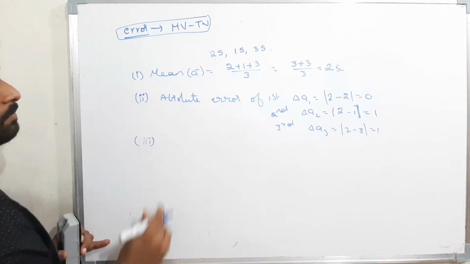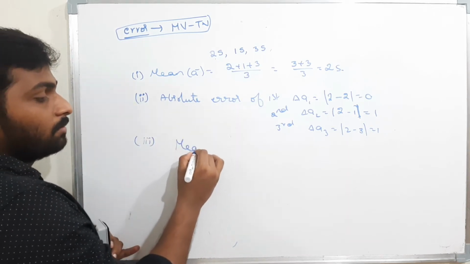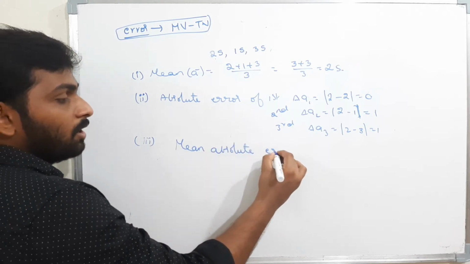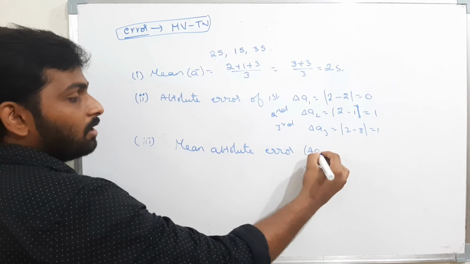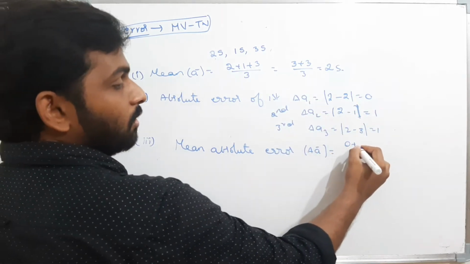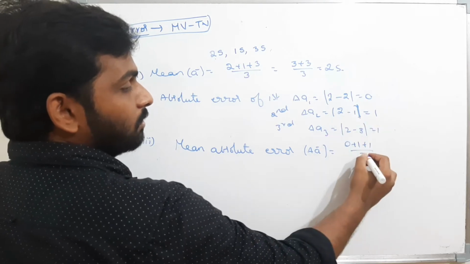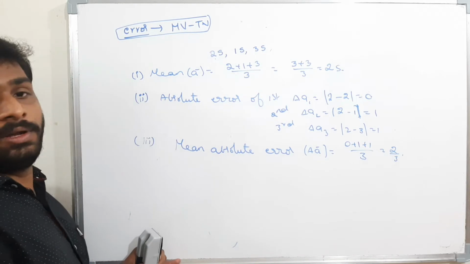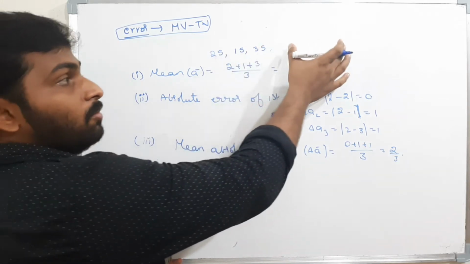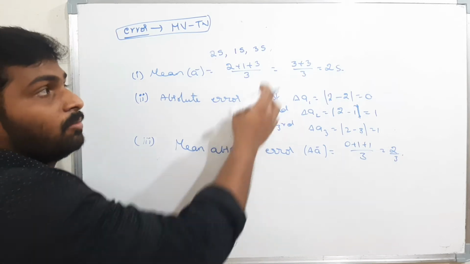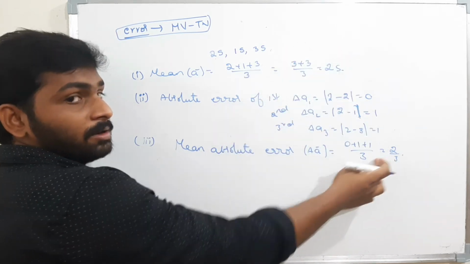Now the third one, mean absolute error. Mean absolute error is delta A bar. It is nothing but simply the average of all these errors. That is 0 plus 1 plus 1 by how many? 3. Therefore 2 by 3 is the mean absolute error. If I take the measurements for more, say 3 more, the error will be further less. The more the readings, the lesser will be the error.